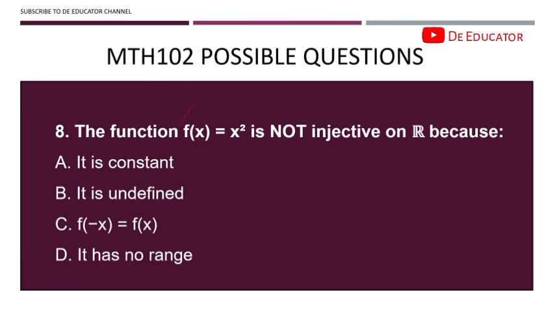When you see something like f(x) = x squared, it is not injective because in this particular relation, f(-x) = f(x), so it is not one to one. And remember, injective means one to one mapping. But this function is not one to one. So whenever you see this function is not injective, just know that it's because it is not a one to one mapping.